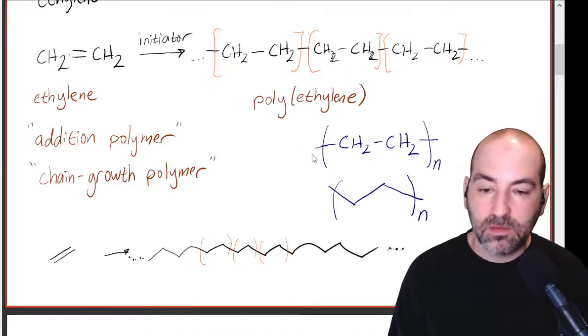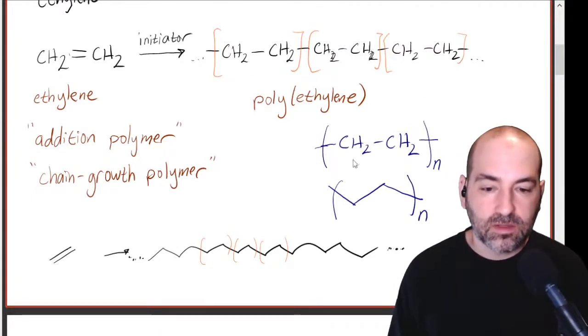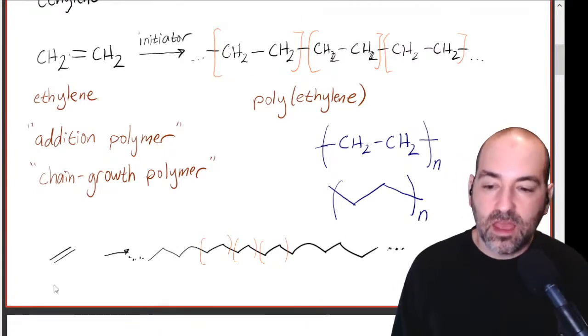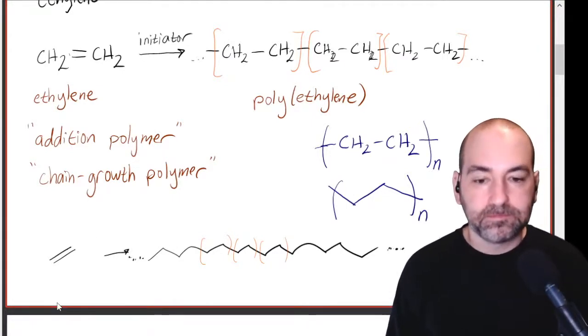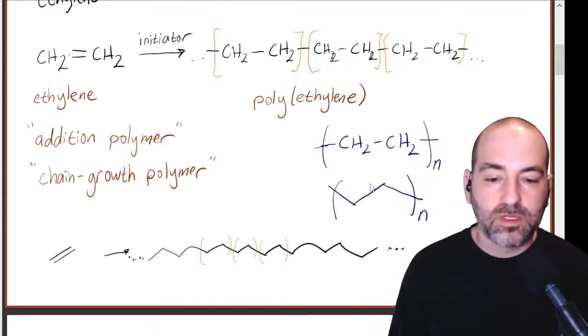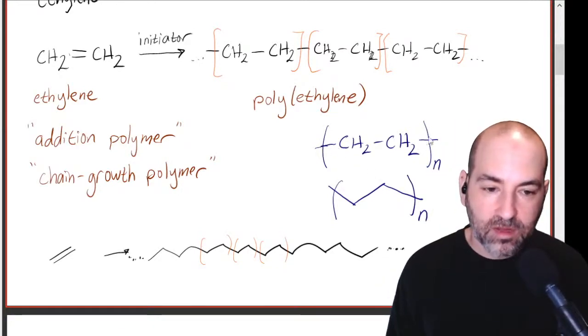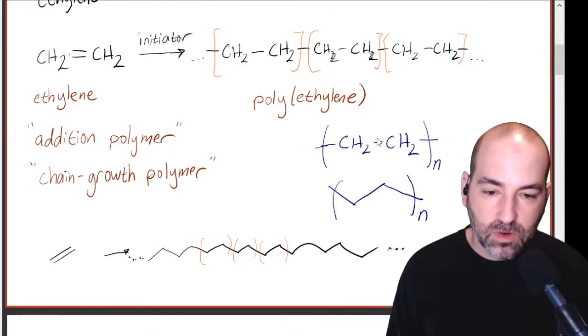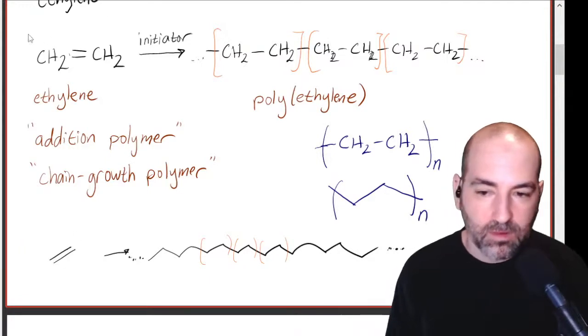Another thing that you should be able to do is go the other way. So if you look at a polymer structure, whether it's drawn like this or like this or like this, can you draw what that monomer structure was? Where did it come from? So to do that, we're going to do the opposite. We're going to remove these outer connections and restore the double bond between the two carbons. And that will get us our monomers.